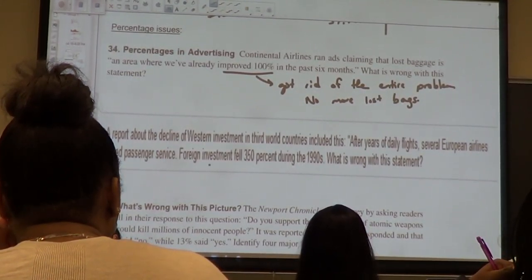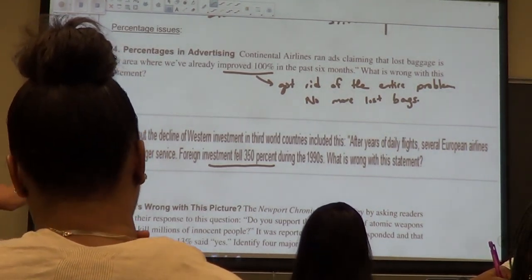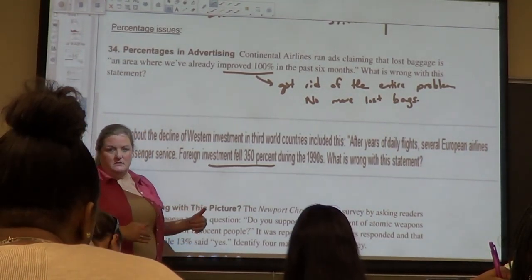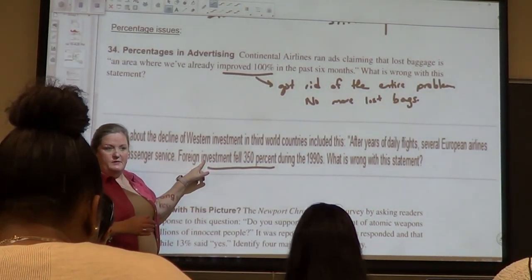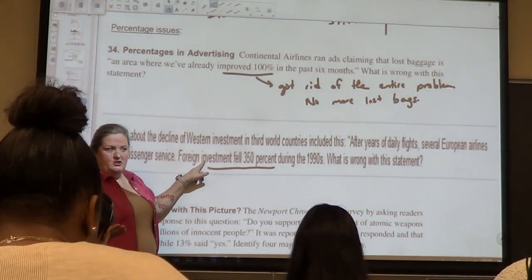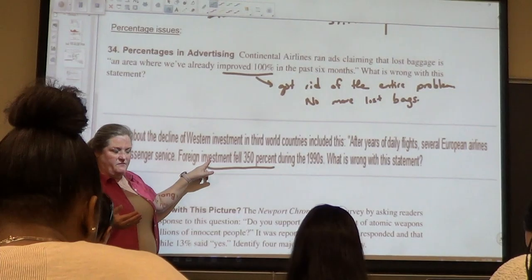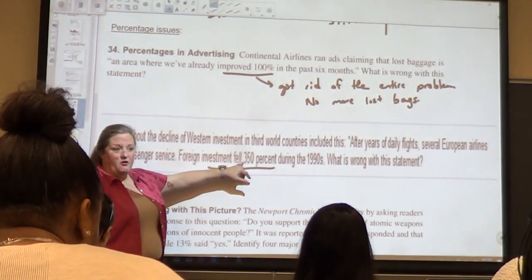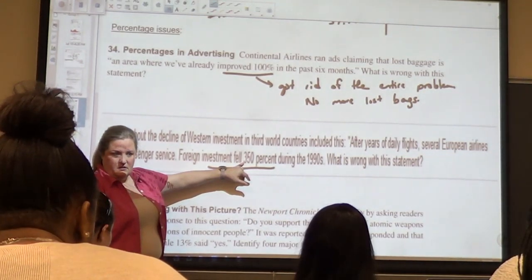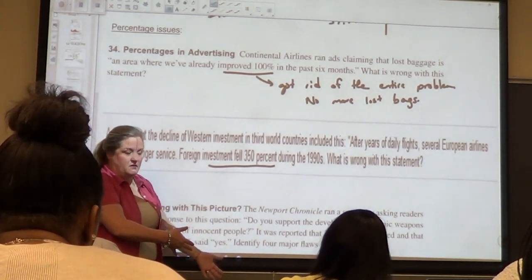So if what you invested fell 350%, y'all, if the investment fell 100%, what happened? It's gone. The money's gone. So what you're investing, if it fell 100%, there's no more investing. So how can it fall 350%? It can't. We can't invest less than nothing.